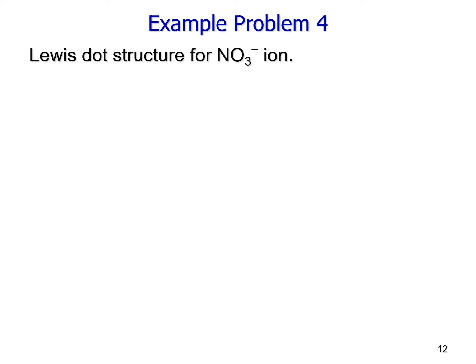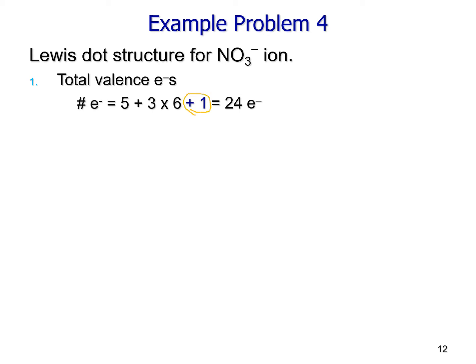Let's try one more problem as an example. This time we talk about nitrate. As for nitrate, nitrogen and oxygen, the total number of valence electrons is going to be 24. Why do we have to add one more electron? Because there's 1 negative charge right here. Set up atoms: nitrogen is less electronegative, goes in the center, surrounded by 3 oxygen atoms.